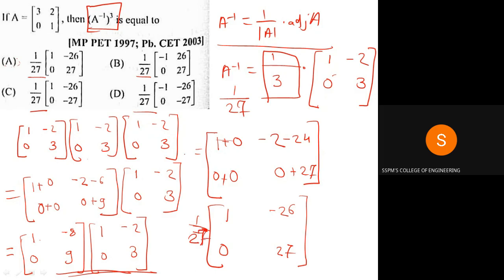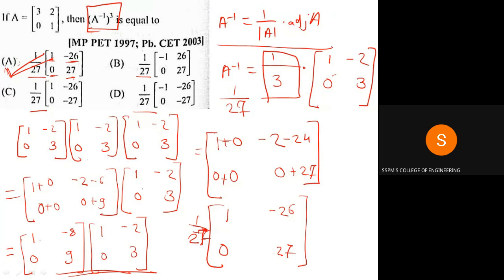Where can you see this? 1 minus 26, 0, 27. Here you can see this. Okay, so the correct option is A. Okay, next example.